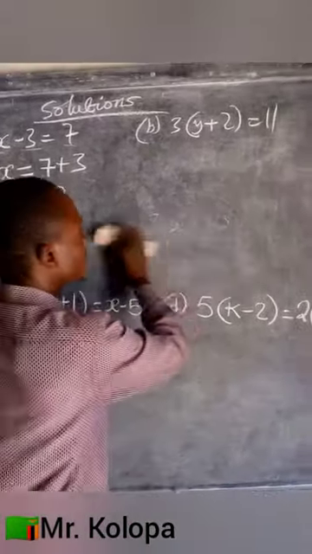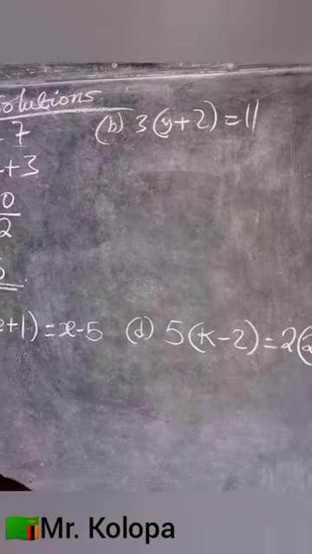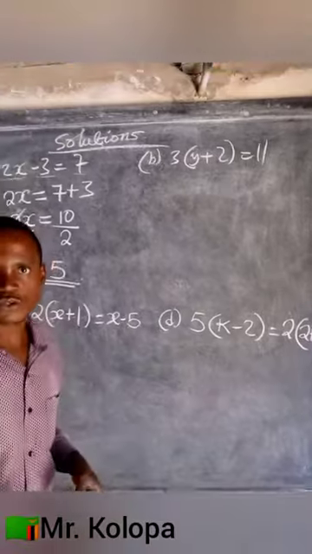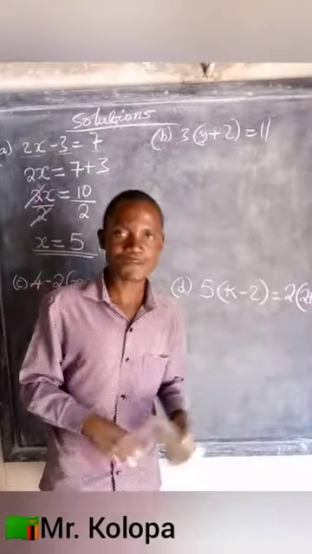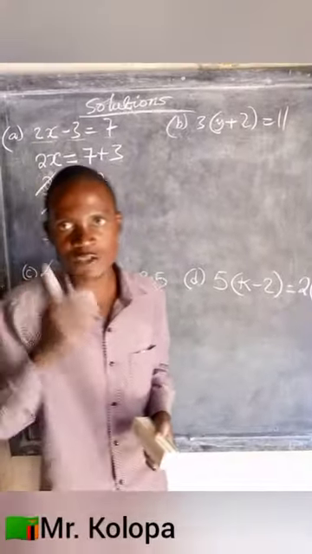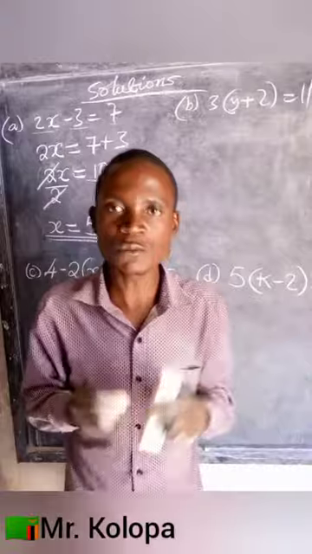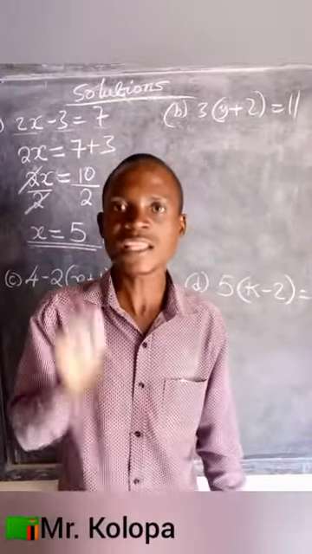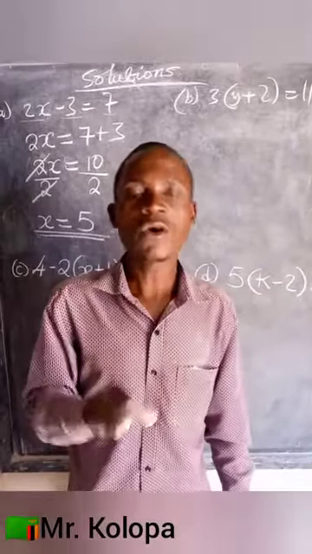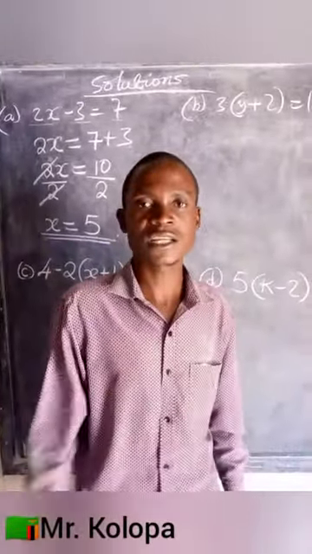Question B, if you look at this one, we have brackets. When you have brackets, what are you supposed to do? First, you should make sure that you expand. How do we expand? From the previous lesson, we said to expand is to remove the brackets. So how do we remove the brackets? You remove the brackets by multiplying the number, or a term, or even the sign that you have outside the bracket with all the terms that are inside the brackets.